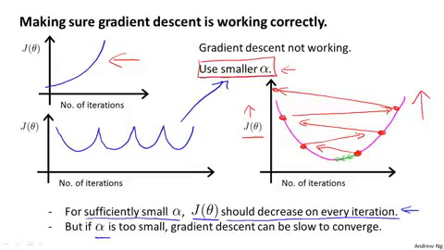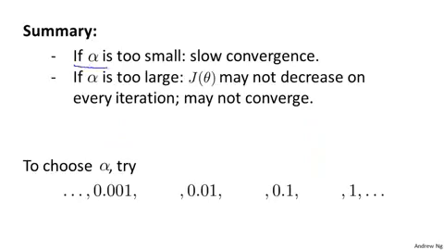But of course, you also don't want your learning rate to be too small, because then gradient descent can be slow to converge. If alpha were too small, you might end up starting out here, say, and taking just minuscule baby steps, and taking a lot of iterations before you finally get to the minimum. And so if alpha is too small, gradient descent can make very slow progress. To summarize, if the learning rate is too small, you can have a slow convergence problem.